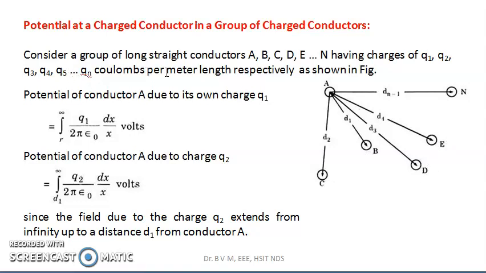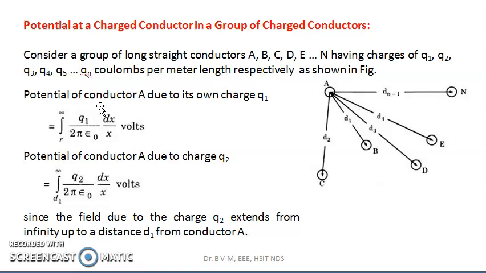Consider a group of long straight conductors A, B, C, D, E up to N. There are N conductors having charges Q1, Q2 up to Qn coulombs per meter length respectively. That is, conductor A will have a charge Q1, B will have a charge Q2, C will have charge Q3. Similarly, conductor N will have a charge Qn coulombs.